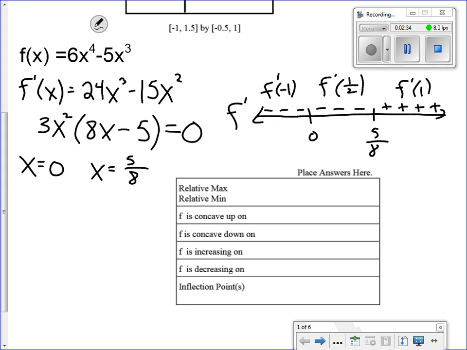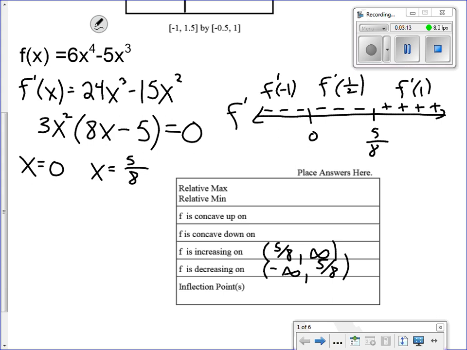Now that we know when our first derivative is negative and when it's positive, we can answer some of these questions down here. Okay? We know a function is increasing when the first derivative is positive. So we can write 5/8 to infinity. We know a function is decreasing when the first derivative is negative. So we can break it up at 0 if we want, but we really don't need to. Its derivative is negative, so that would be from -infinity to 5/8.